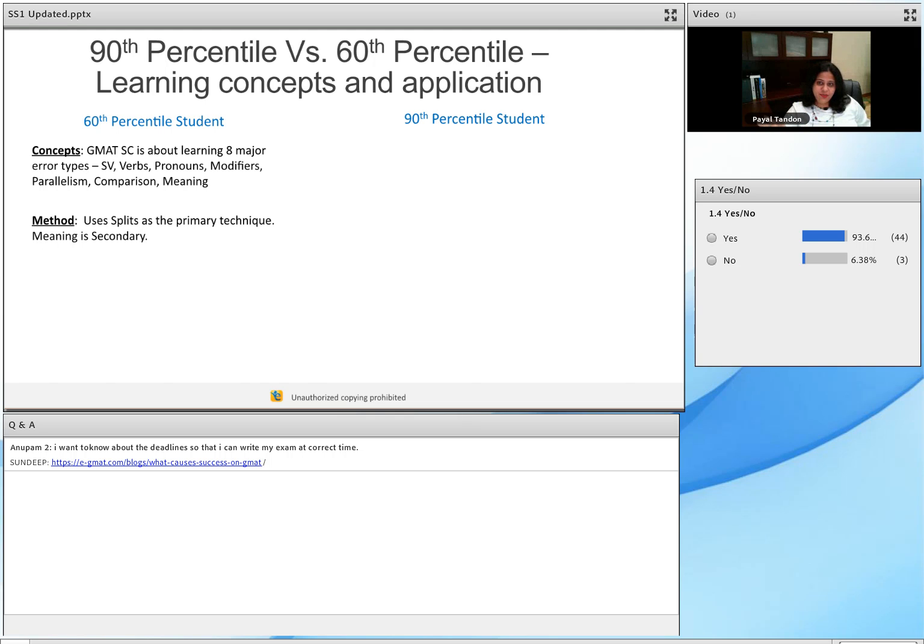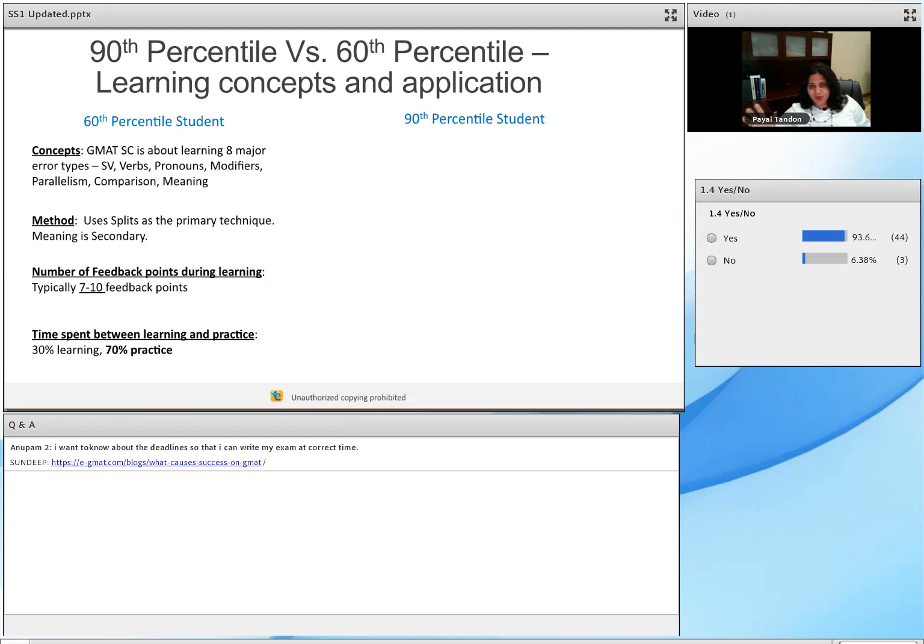Okay. So a person who's stuck at 60th percentile definitely doesn't rely on a meaning-based method as his primary method. He relies on the splits technique. The number of feedback points that a typical 60th percentile student ends up getting, based on the course that they use, is about 7 to 10 feedback points. And I'll compare that to what a 90th percentile student gets and utilizes. And the time spent between learning and practice is actually just 30% learning and 70% practice.